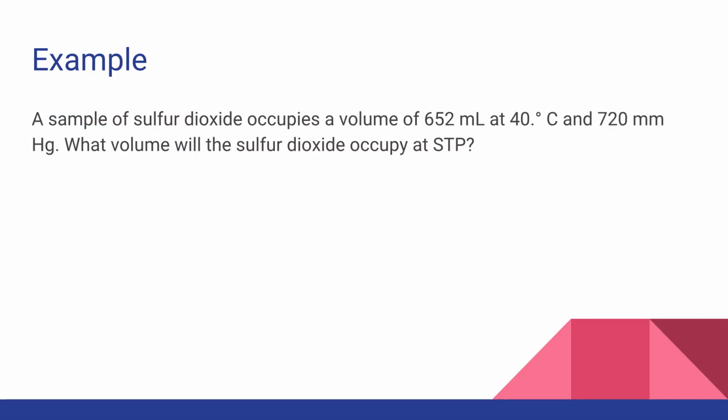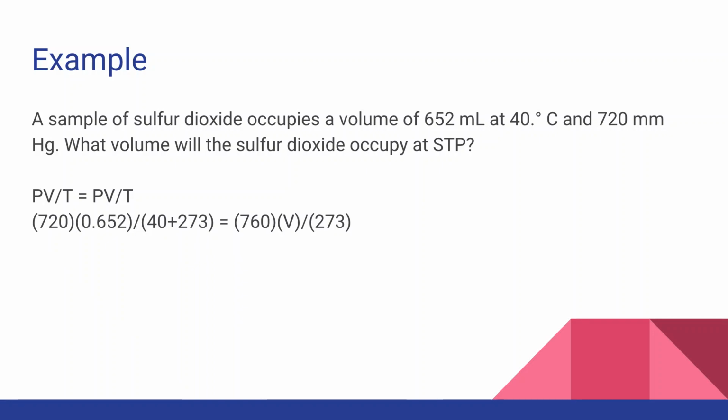So for example, a sample of sulfur dioxide occupies a volume of 652 milliliters at 40 degrees Celsius and 720 mmHg. What volume will the sulfur dioxide occupy at STP? So we have our P1V1 over T1 equals P2V2 over T2 equation. So we plug in the initial variables, so it'd be 720 mmHg as the pressure.